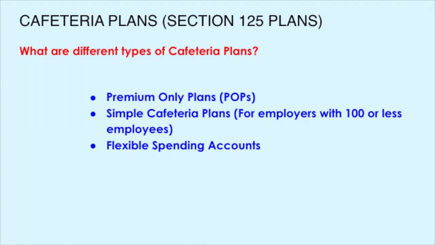This is the simplest type of section 125 plan. Under the POP plans, the employees may elect to withhold a portion of their pre-tax salary to pay for the premium contributions for most employer-sponsored health and welfare benefit plans. And then the flexible spending arrangements are reimbursement accounts that the employees fund based on qualified expenses that they expect, like dependent care or out-of-pocket unreimbursed medical expenses.